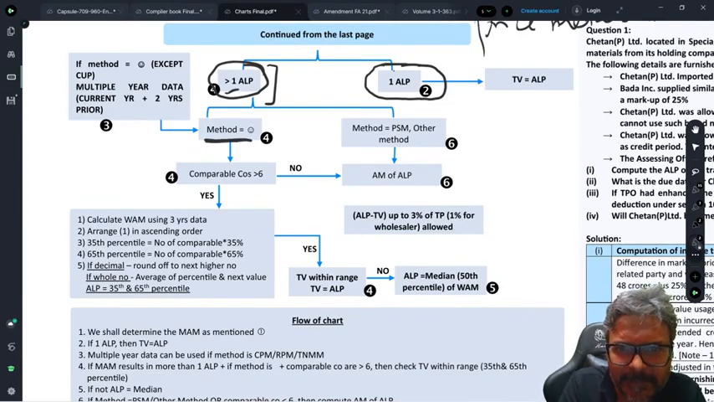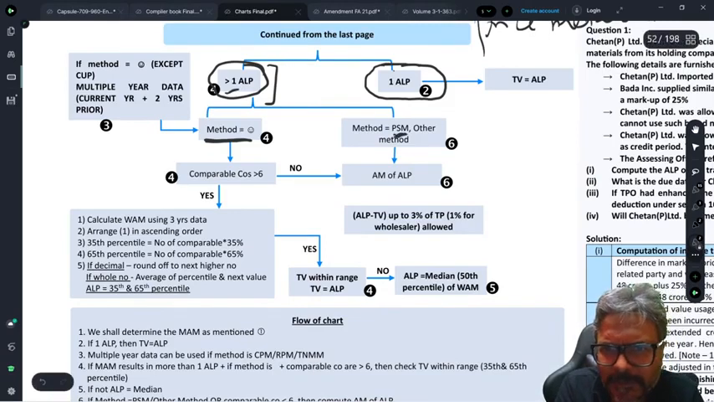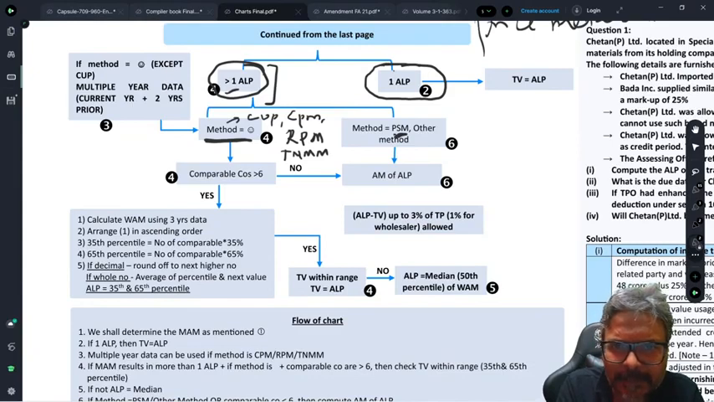The primary method which would be applied will be any method, like the CUP method, all the methods except the profit split method. So here all the methods, like the CUP method, the cost plus method, the resale price method, the transaction net margin method, if these are the methods being used and the comparable size is 6 or more than 6, so just make this correction, students, in this chart: 6 or more than 6.